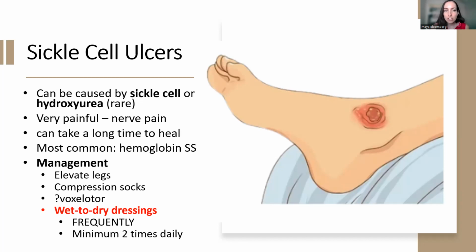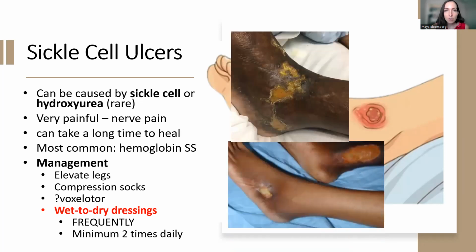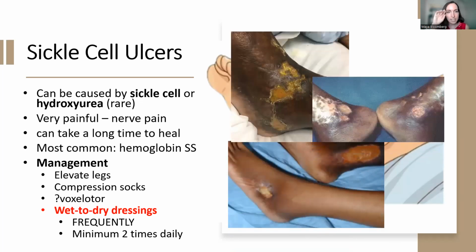The next few pictures I'm going to show are more graphic. So if you have a queasy stomach, just close your eyes. But here is what sickle cell ulcers actually look like. And you can see on most of these, there's yellow tissue, and that yellow is slough. If you don't remove that slough tissue or that black eschar tissue, your wound is not going to heal. We want to see that nice beefy red granulation tissue in order for it to heal.